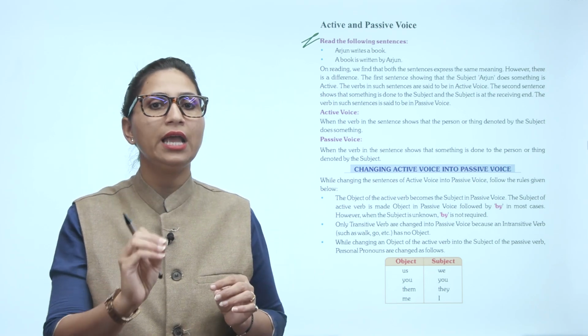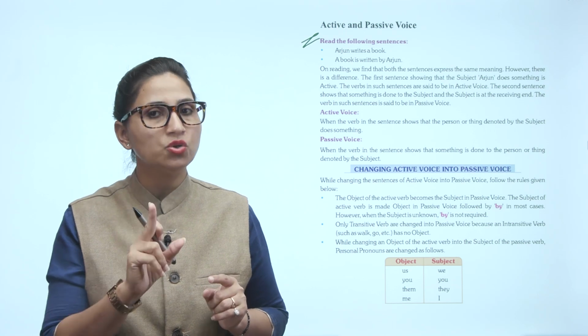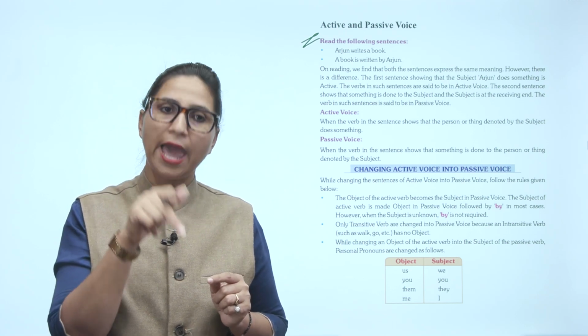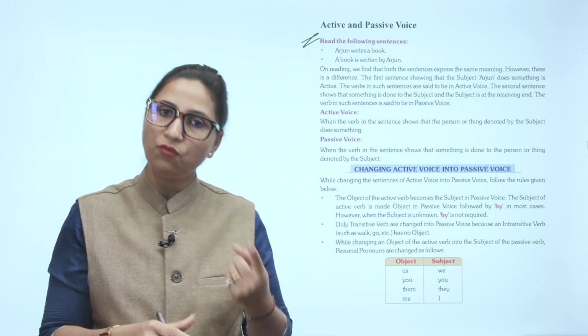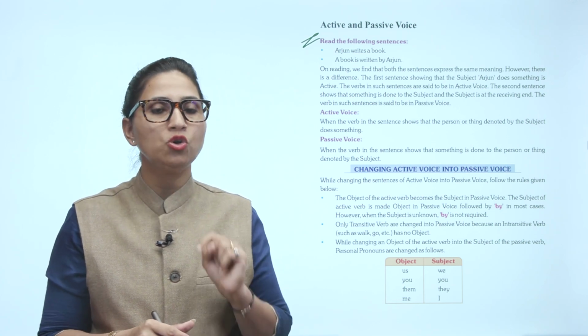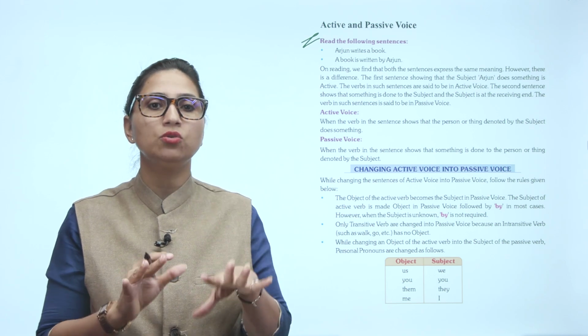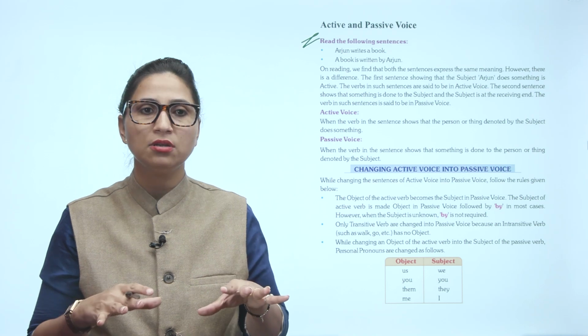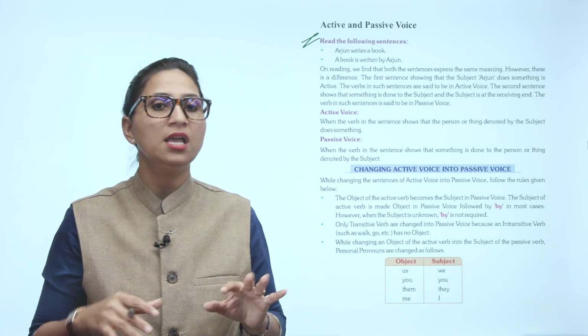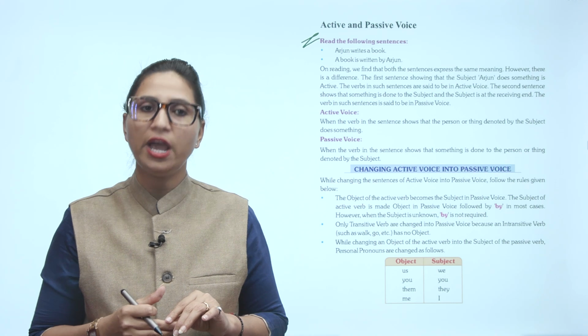The first sentence, showing that the subject Arjun does something, is active. The verbs in such sentences are said to be in active voice. The second sentence shows that something is done to the object and the subject is at the receiving end. The verb in such sentences is said to be in passive voice.